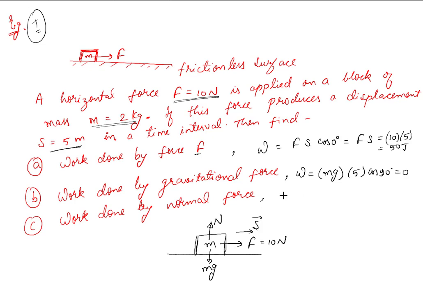And for the third part, work done by normal force will be equal to magnitude of force into magnitude of displacement into cos of angle between normal and displacement, which is again equal to 90 degrees. So work done by normal force will also be equal to 0.